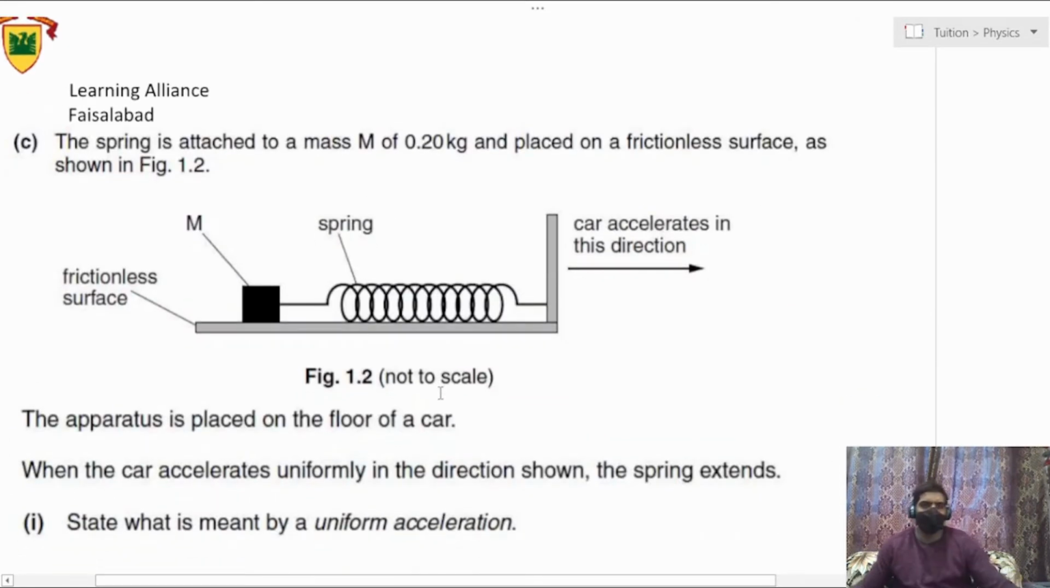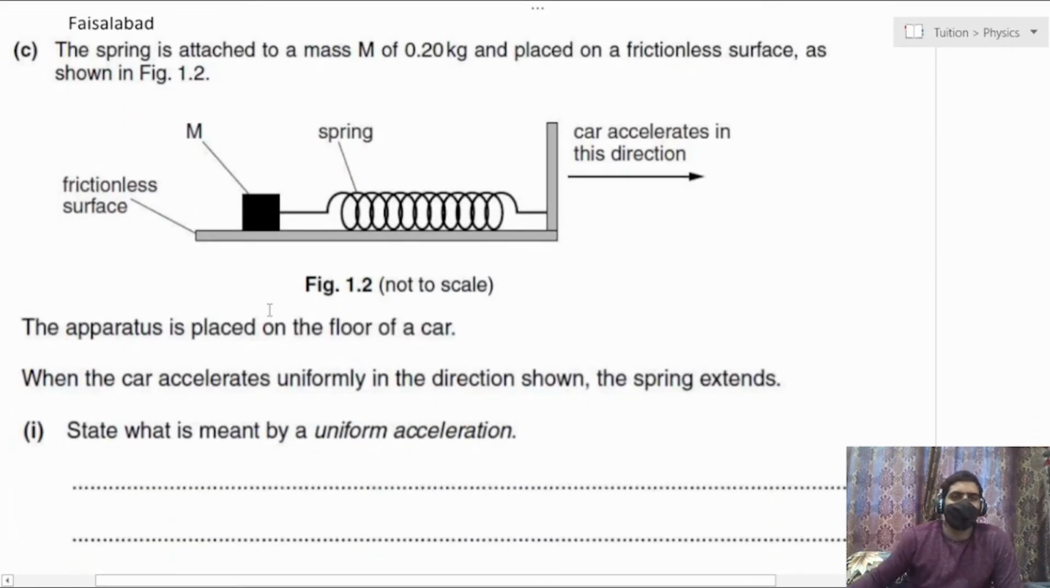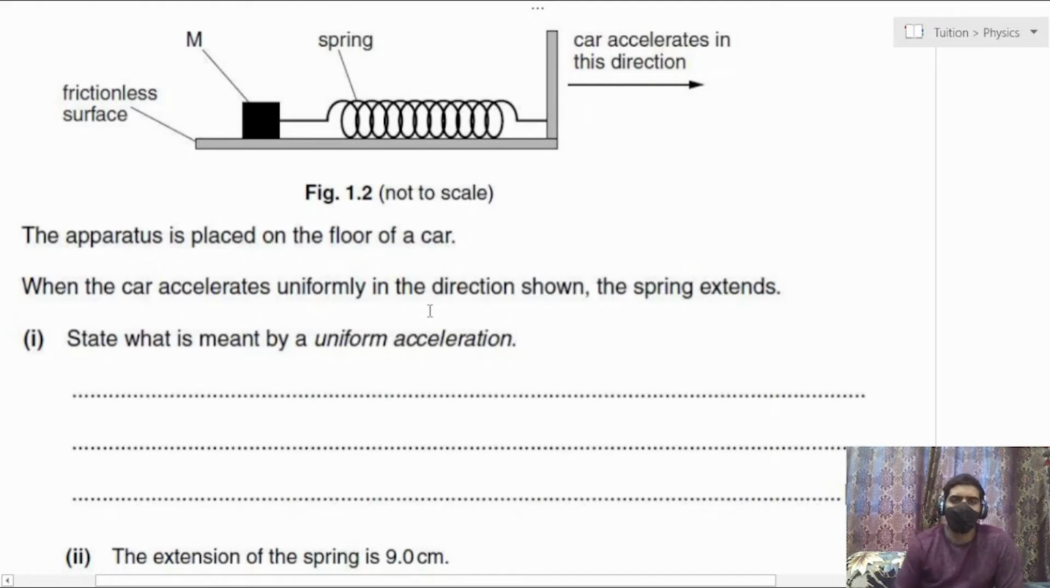All right, let's move on to the next one. A spring is attached to a mass of 0.20 kilograms and placed on a frictionless surface as shown in figure 1.2. Then you can see it in figure 1.2 as well. The apparatus is placed on the floor of a car. When the car accelerates uniformly in the direction shown, the spring extends. State what is meant by uniform acceleration.